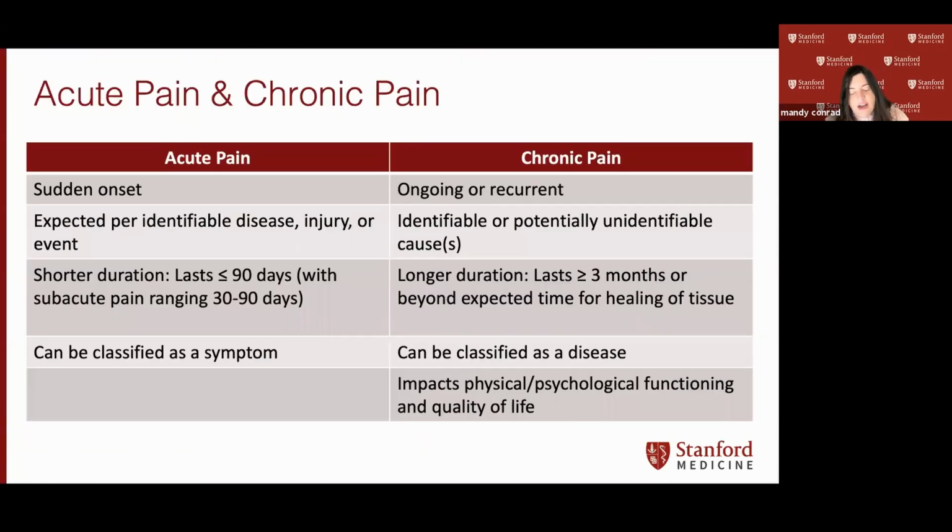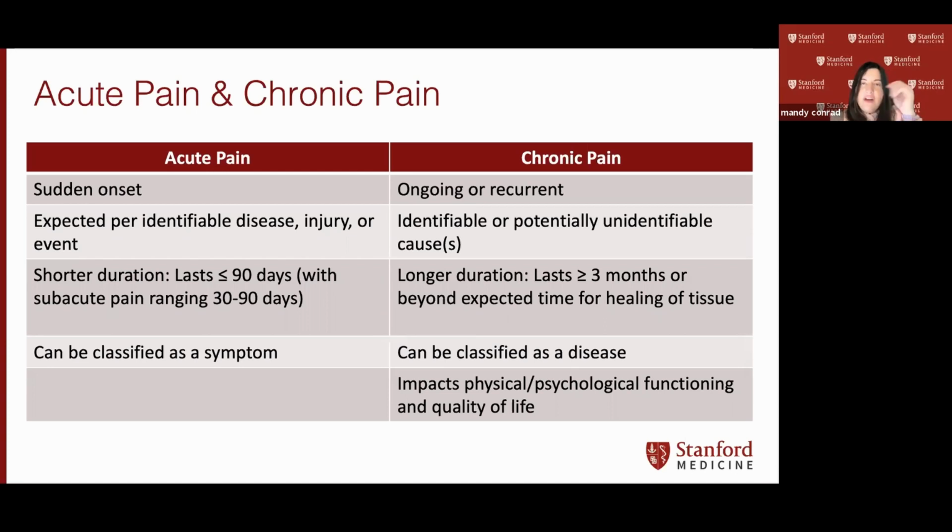So, I said I'd talk about the difference between acute and chronic pain. I just think this is so important because there is a difference between the two. And this diagnosis has to come from your physician. So acute pain is generally of sudden onset. And usually it's expected because there's a known injury.